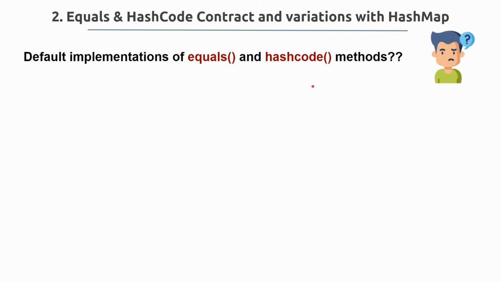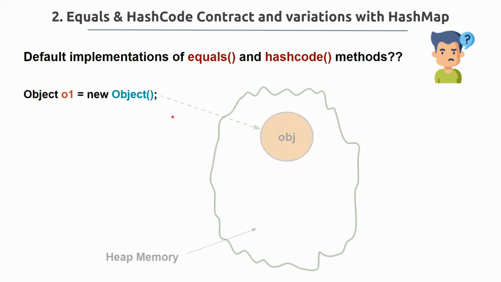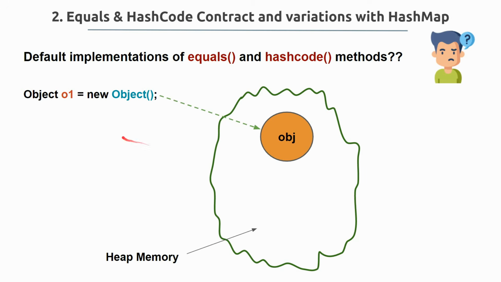Equals and hashcode methods are present in the Object class. To understand the default implementation, let's see the scenario here. First, create an object O1. When we create a new object, the JVM will create an object on heap memory. As you can see here, O1 is a reference which is pointing to the actual object inside the heap memory. Now let's create another object O2.